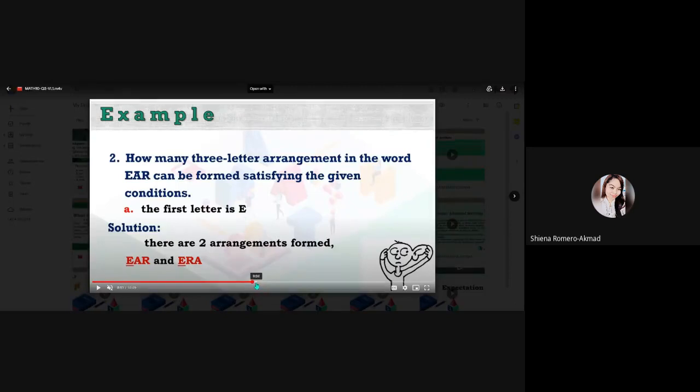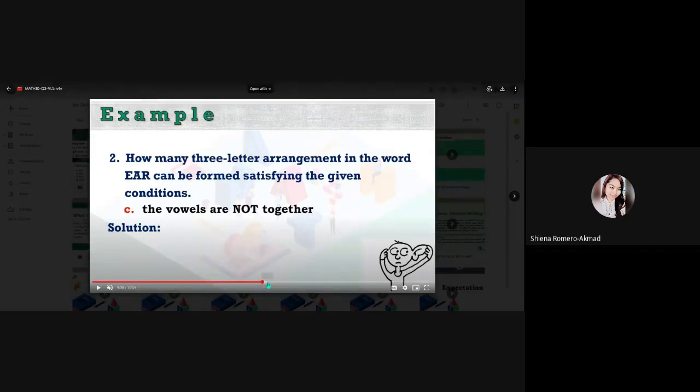Now how about for letter B? The vowels are together. Let's look at how many arrangements have the vowels together. That's 4: EAR, AER, REA, and RAE. So how about for letter C? The vowels are not together.